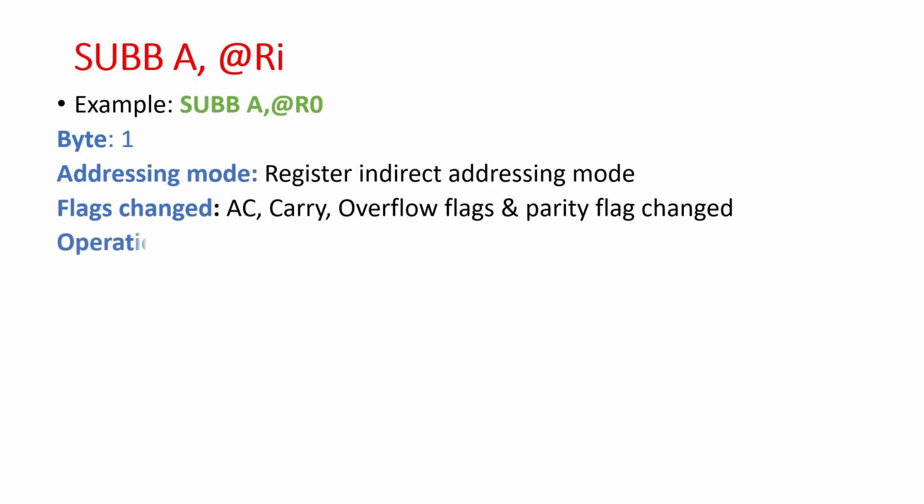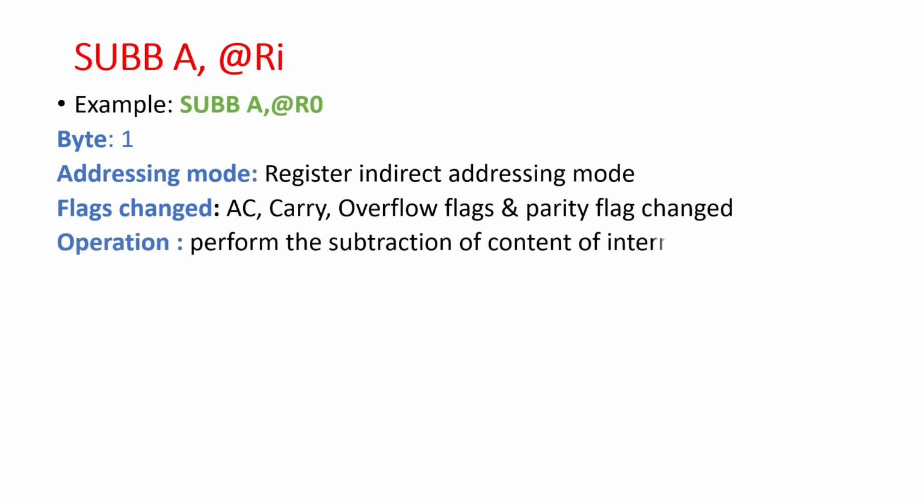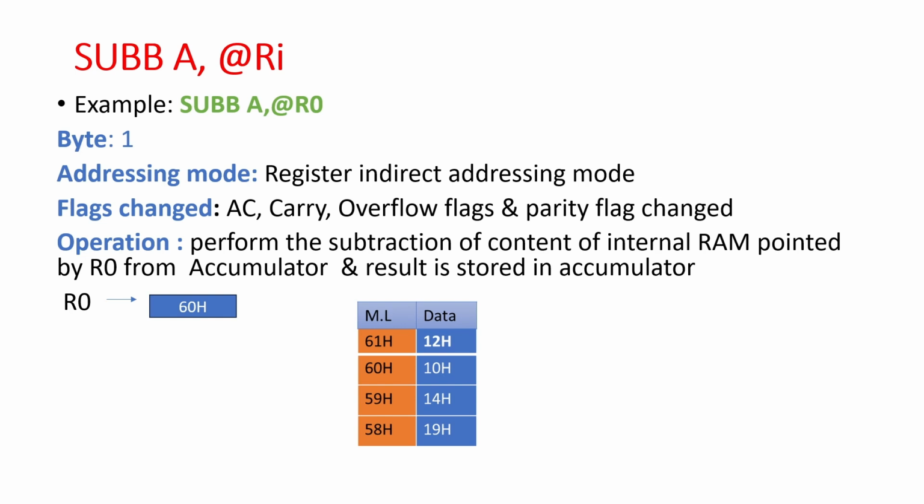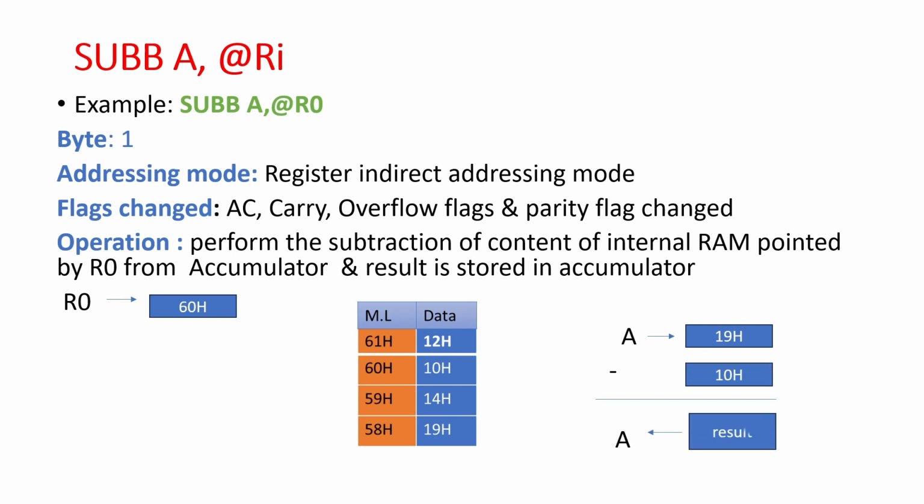Now see the operation. Perform the subtraction of contents of internal RAM pointed by R0 from accumulator and result is stored in accumulator. See, if the content of R0 is 60H, then this 60H is the memory location. Microcontroller goes on this memory location, finds out the contents and that contents are subtracted from the accumulator and the result is stored in accumulator.